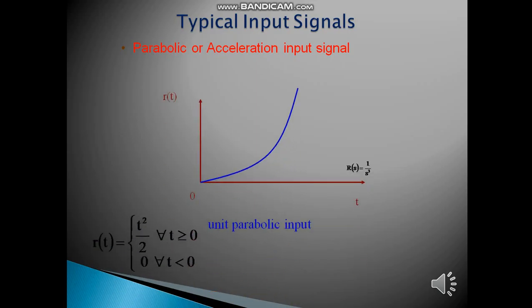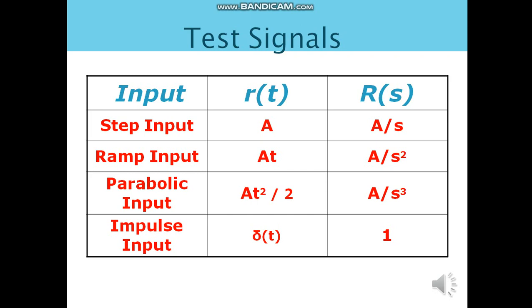Next one is the parabolic or acceleration input signal. So r of t equal to t square by 2 when t is greater than or equal to 0, and 0 when t is less than 0. While taking the Laplace transform for r of t in the parabolic signal, we will get R of s equal to 1 by s power 3. Let us see the test signals.